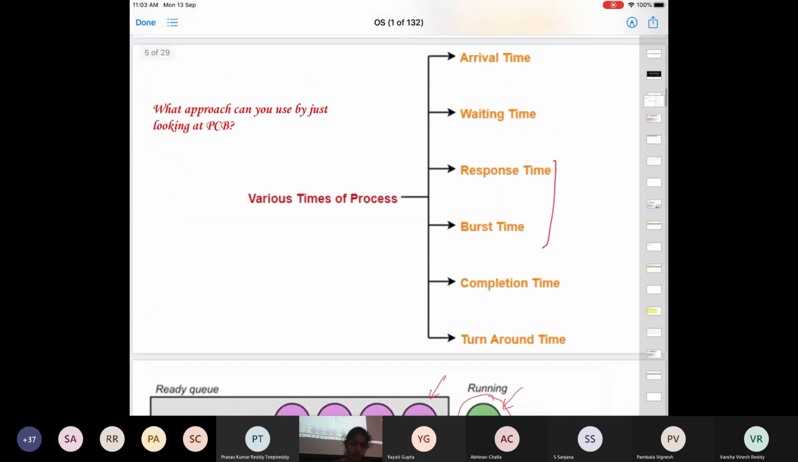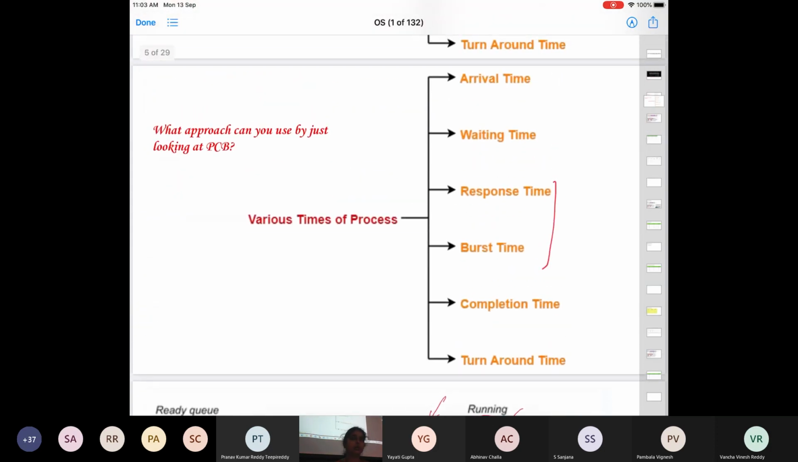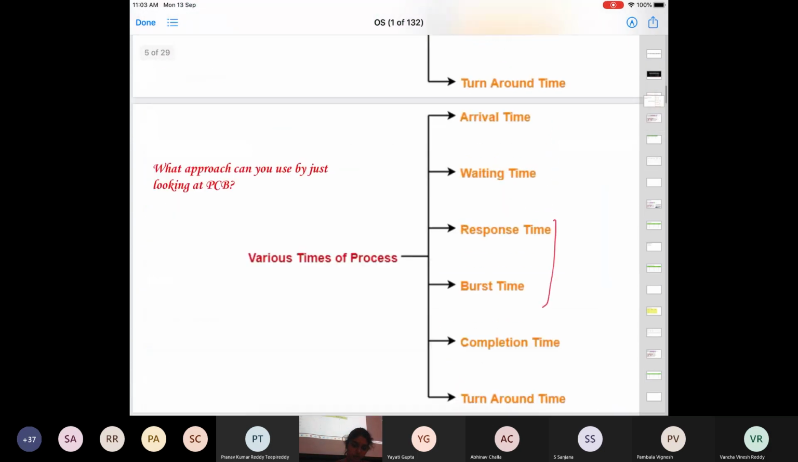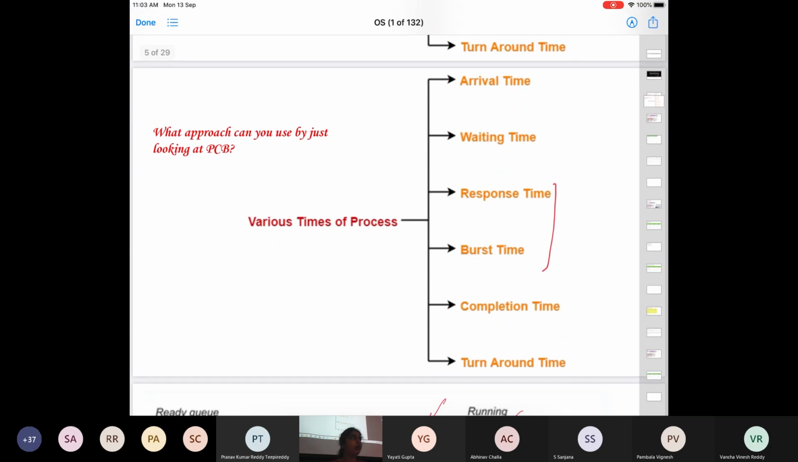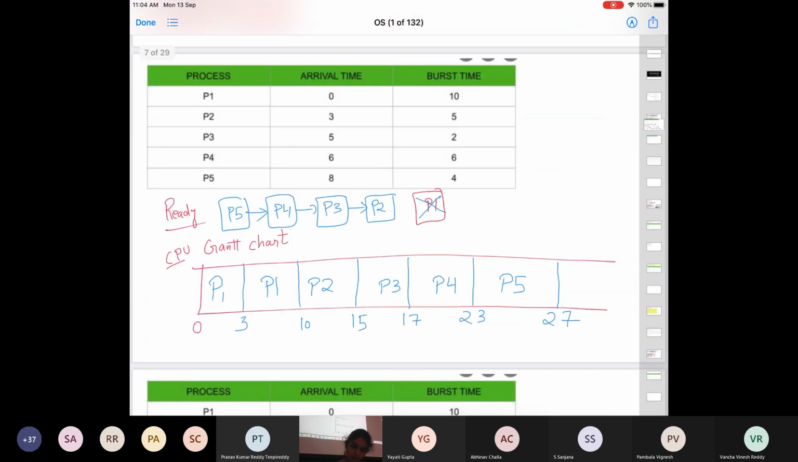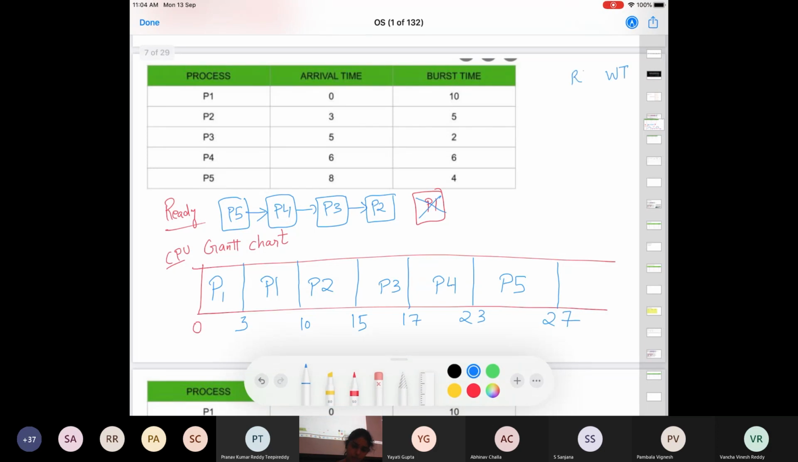Now let us take a look at these parameters. How do we compute all these parameters for this? So let's come back here. What all do we have here? Arrival time anyhow we know. Burst time anyhow is given to us. So let's take waiting time, response time, completion time and turnaround time. Let me write it here. So this one is waiting time, response time, turnaround time and completion time. I'm writing completion time first because it is the easiest to calculate.